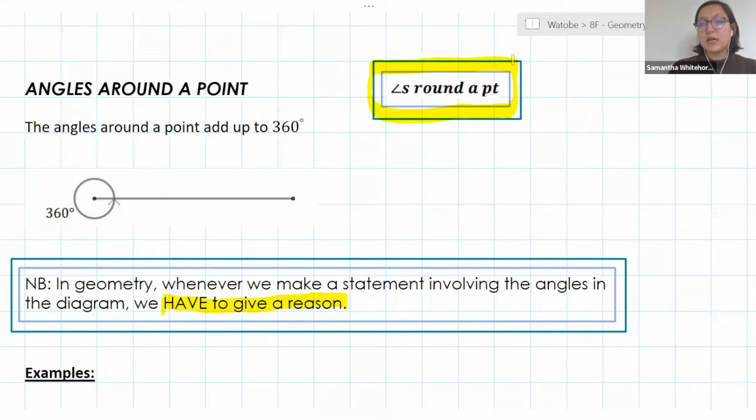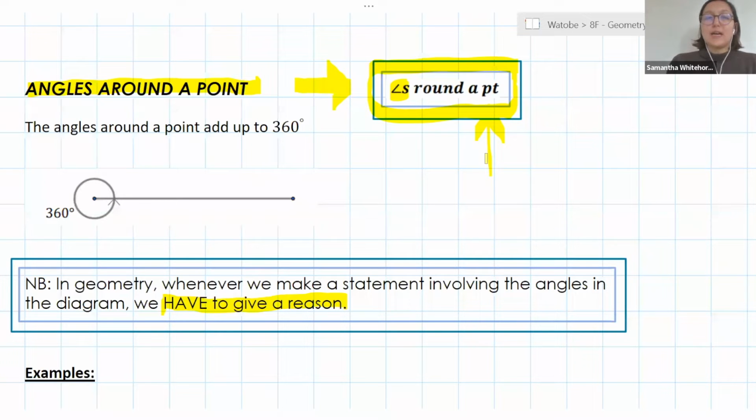So the first reason that we're going to talk about is angles around a point. Now, what's quite nice in maths is we don't really stress too much about English, which is great. I don't have to write out the word angles, I can use that little lopsided L. I don't have to write out the word point, I can abbreviate that to PT. You don't have to write these long reasons, you can just abbreviate them. All right, so our first reason is angles around a point.